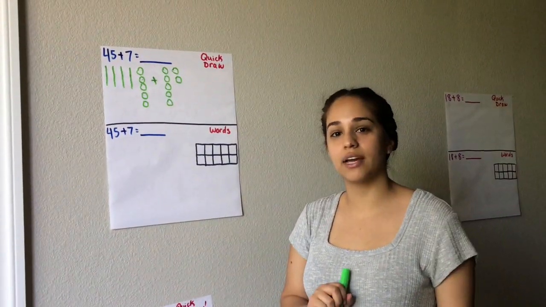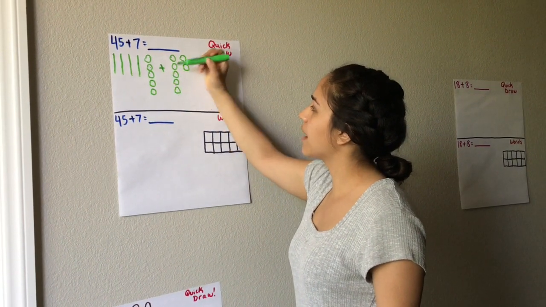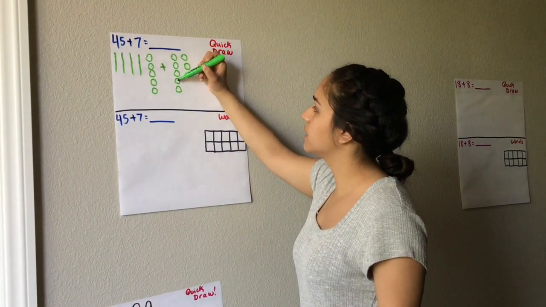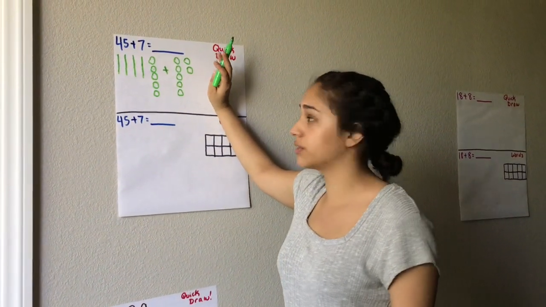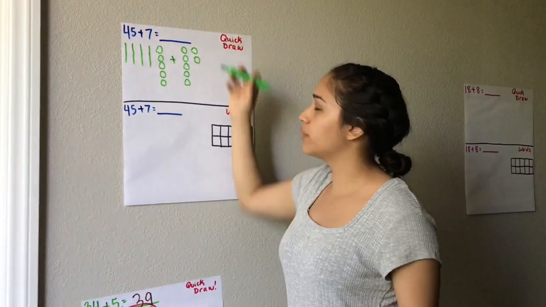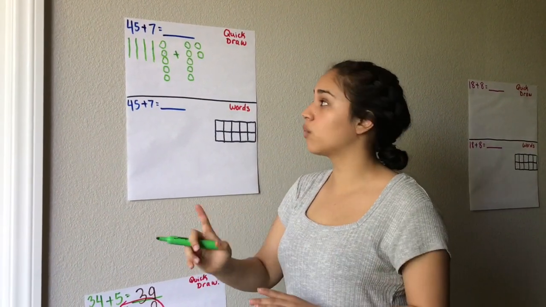We start by counting up our ones. 1, 2, 3, 4, 5, 6, 7, 8, 9, 10, 11, 12. That's way more than 9. We're going to need to regroup. So to regroup, we need to put 10 ones and regroup that for one group of 10.